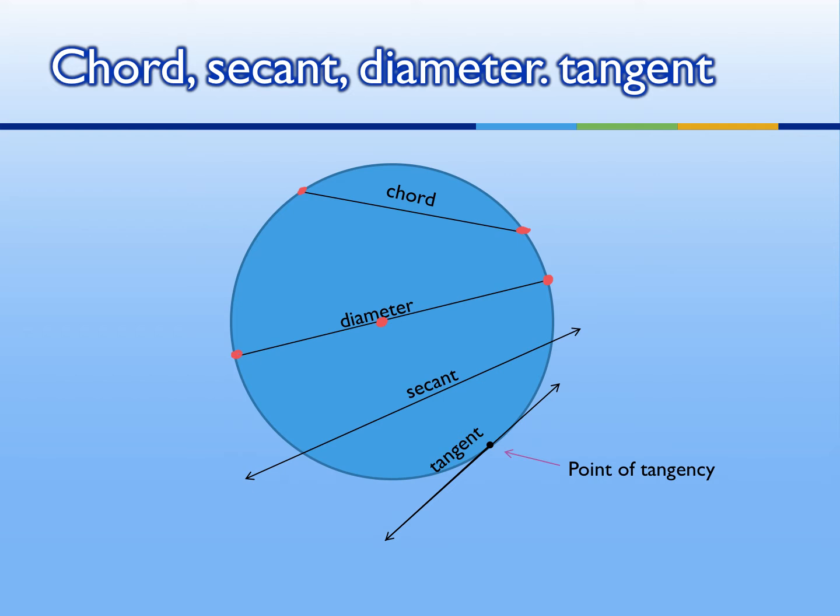A secant and a tangent are lines unless they specify it's a segment. And notice the arrows. The secant touches the circle in 2 different points. And then the tangent will touch the circle at only 1 point, and that 1 point is called the point of tangency. So the secant and the tangent will go out of the circle.